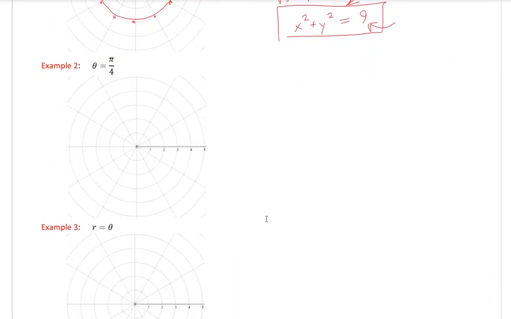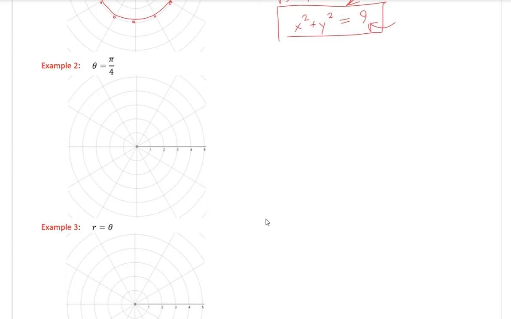The second one we have is theta equals pi over 4. So this is not going to be the same thing. This is saying that the angle measure is pi over 4 for all values of the other variable, the radius. So no matter what the radius is, the angle measure is pi over 4.